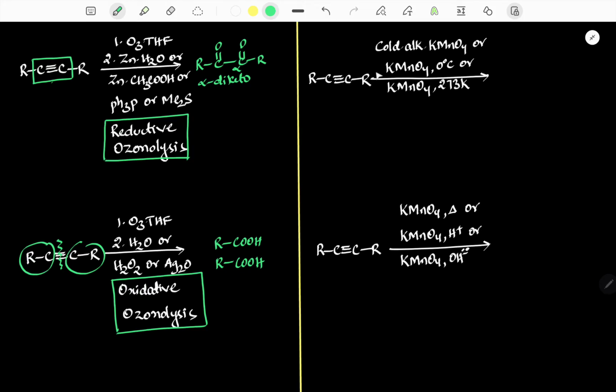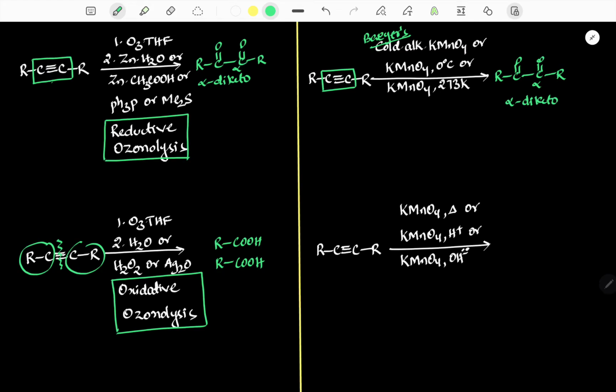When the alkyne is treated with cold alkaline KMnO4, it is also known as Bayer's reagent, or KMnO4 at 0 degrees Celsius, or KMnO4 at 273 Kelvin. The triple bond carbons will be converted into diketo form. With respect to C=O, it is alpha. Therefore, it is an alpha diketo molecule.